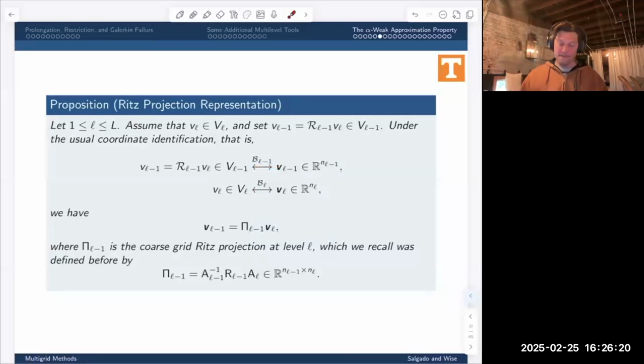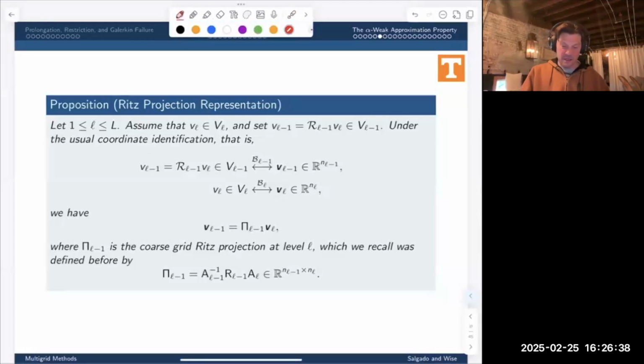Then the coordinate vector for this object here, which is what I want, is exactly equal to the pi L minus 1 matrix times VL. So this is wrong here. I changed this in the notes, but I forgot to change it in the slides. So this guy is not called the coarse grid Ritz projection.